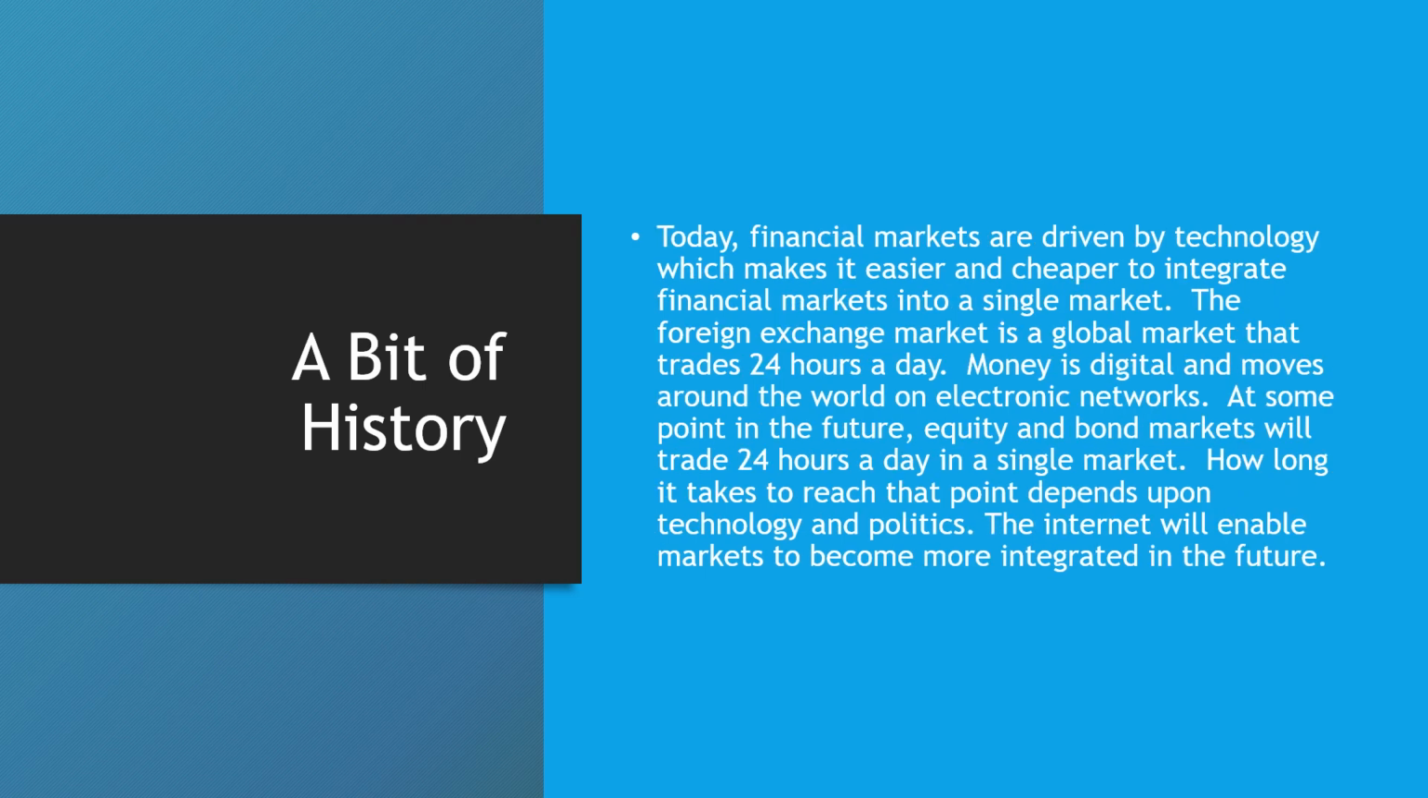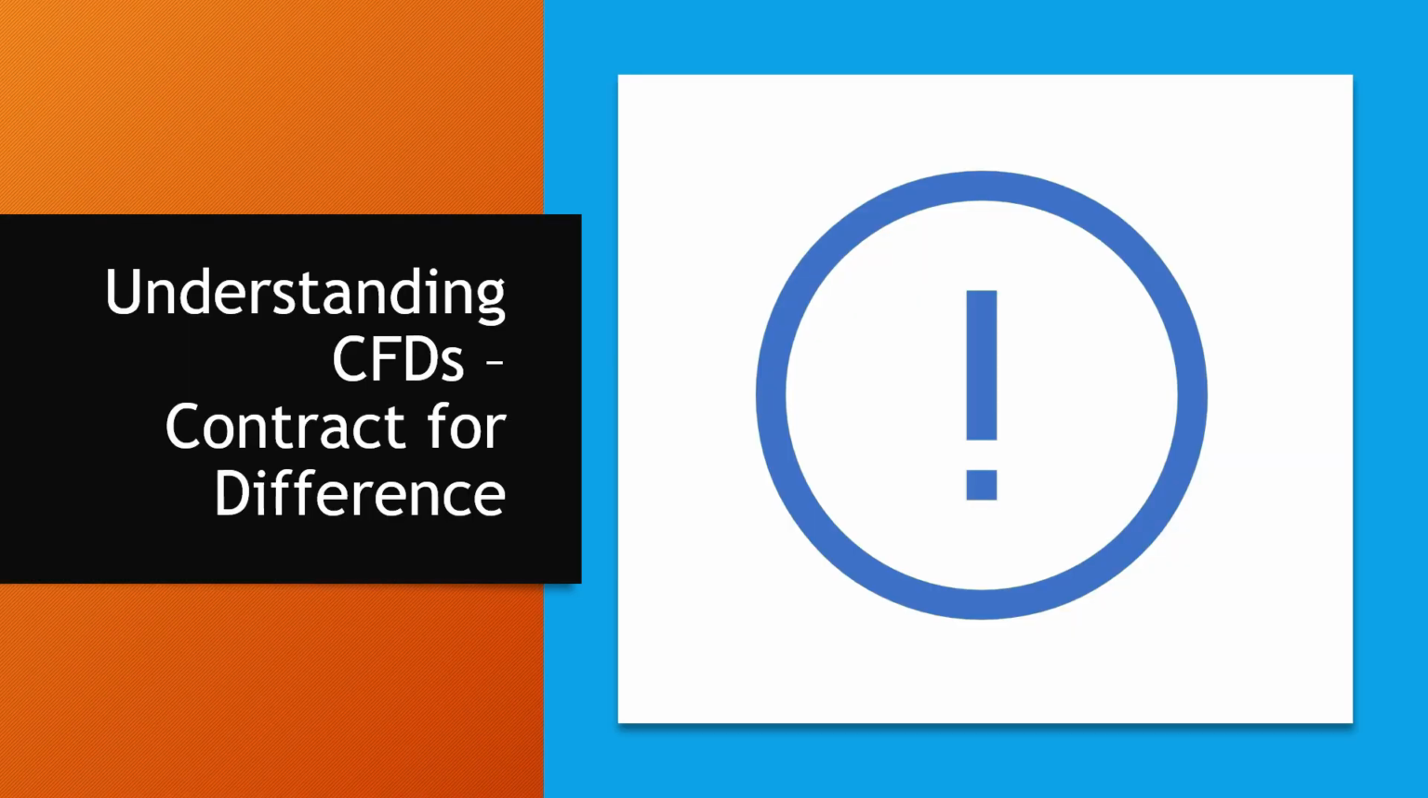Today, financial markets are driven by technology, which makes it easier and cheaper to integrate financial markets into a single market. The foreign exchange market is a global market that trades 24 hours a day. Money is digital and moves around the world on electronic networks. At some point in the future, equity and bond markets will trade 24 hours a day in a single market. How long it takes to reach that point depends upon technology and politics. The internet will enable markets to become more integrated in the future.